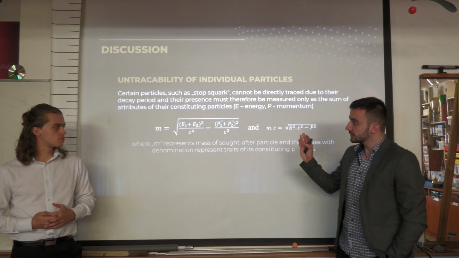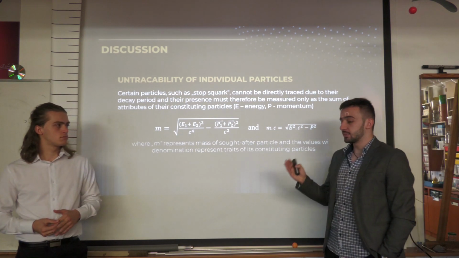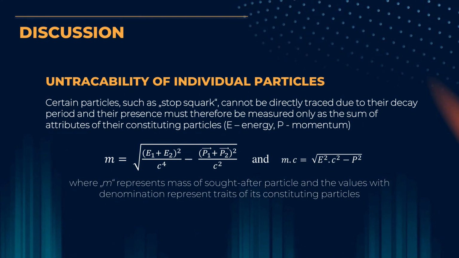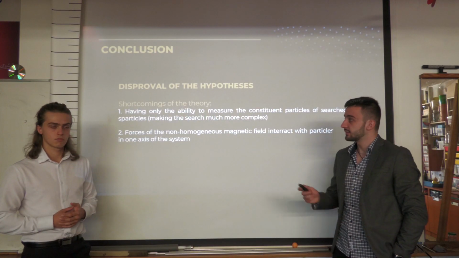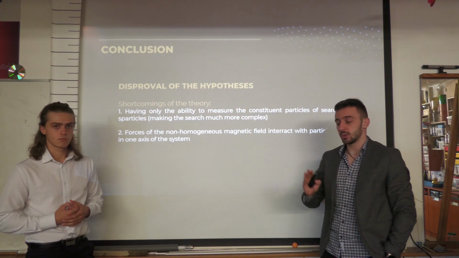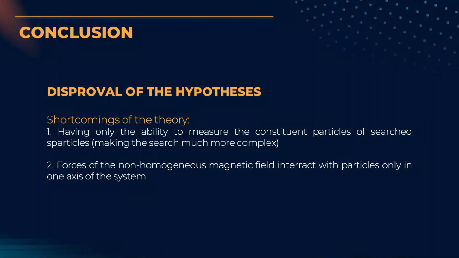Another problem lies with the untraceability of the individual supersymmetric particles. By the way that the Large Hadron Collider is built nowadays, we can see only the daughter particles that were made by the dissolution of supersymmetric particles, and from them we can calculate backwards. In conclusion, our theory has two shortcomings. The first of them is the ability to only measure the change of direction of trajectory in one axial plane. The other being that we can only measure values of properties of the daughter particles of our target particles, which makes it harder for our search.